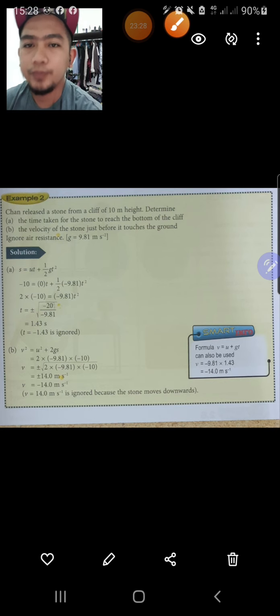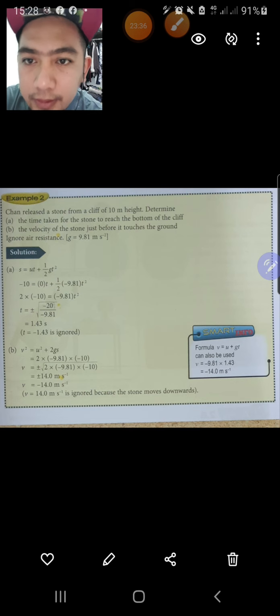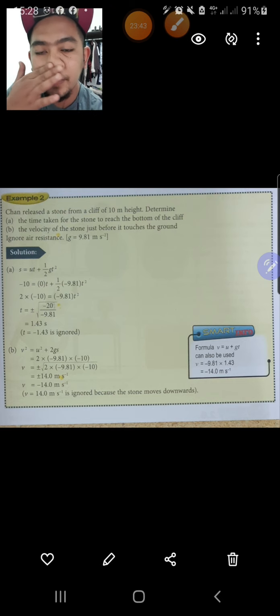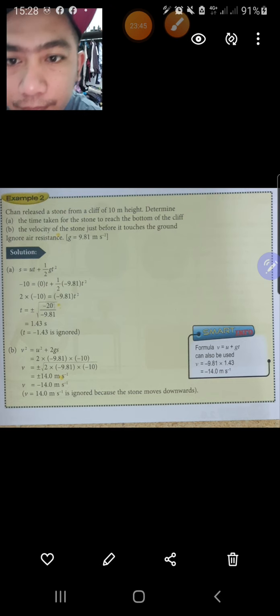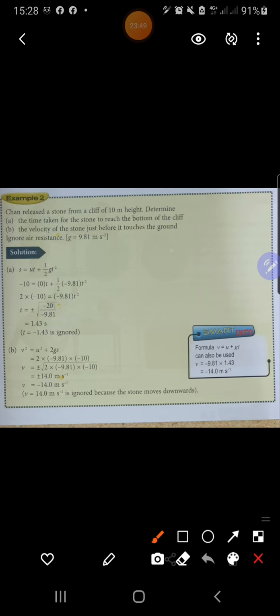Example 2. Chan released a stone from a cliff of 10 meter height. Determine the time taken for the stone to reach the bottom of the cliff. Okay.